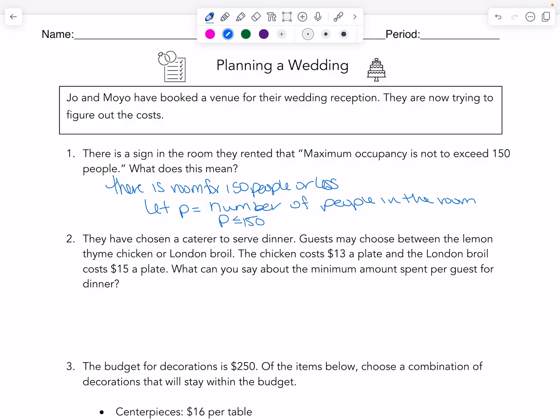Okay. All right, so they've chosen a caterer to serve dinner. Guests may choose between the lemon thyme chicken or London broil. The chicken costs $13 a plate and the London broil costs $15 a plate. What can you say about the minimum number spent on the guest for dinner? So, what is cheaper for somebody to eat, the chicken or the London broil? So, let's go ahead and pause your video.